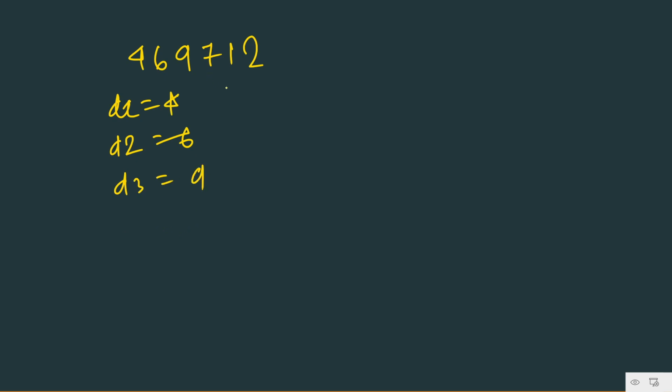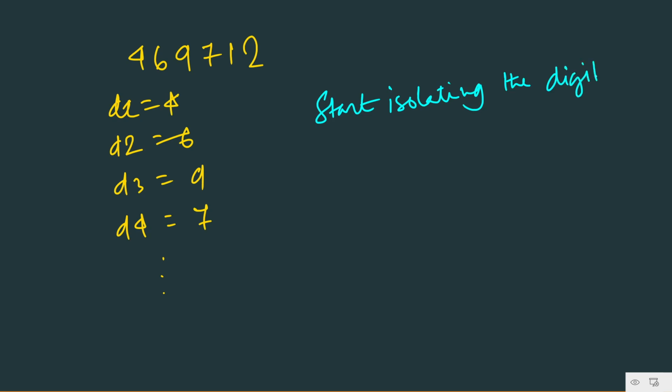And then again take 7 1 2, the remainder, and we divide it by 100, and then we isolate the leftmost digit of that number and save it in D4, and so on and so forth. So we start isolating the digits from the leftmost direction, from the left.